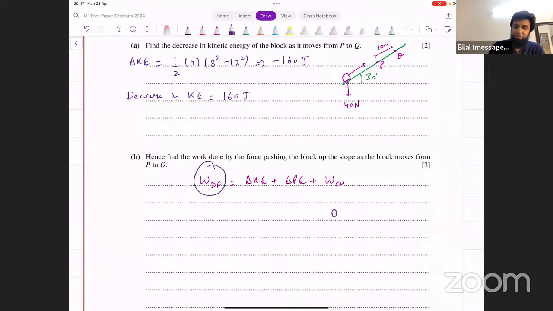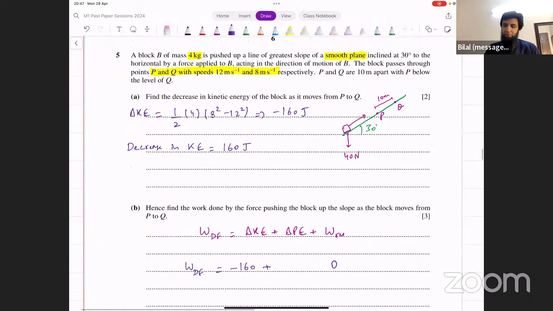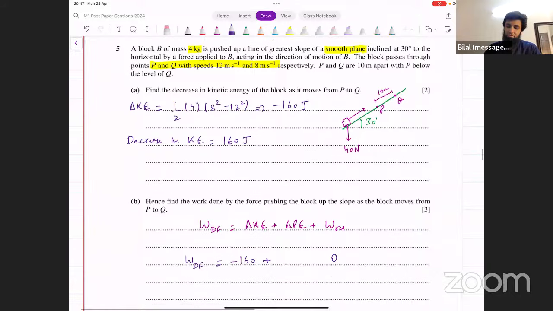Work done by driving force, that's what we want to find out. This force that's applying, what's the work done by that? That equals change in kinetic energy. Change in kinetic energy is minus 160. Remember, the change is negative here because the energy was decreasing. What about the change in potential energy? Because once we have that, we can find the work done by the driving force or the pushing force here. For that, we need to find the change in height. How can we do that?